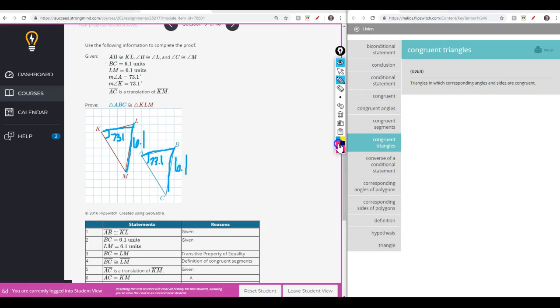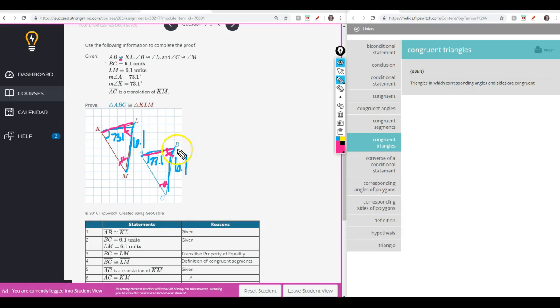We also were given that, so I'm going to highlight what's congruent, because if we can prove that they're all congruent, then we can use the definition of congruence. So KL to AB was given congruent, angle B was given congruent to angle L, and I'm going to put one tick mark there, and angle C was given congruent to angle M.